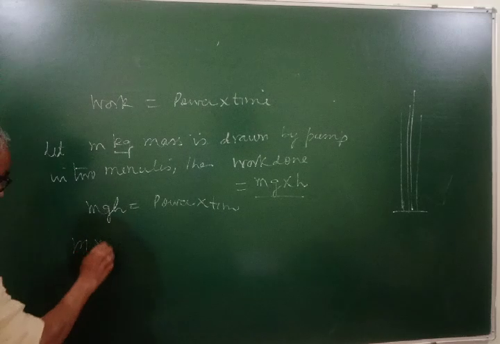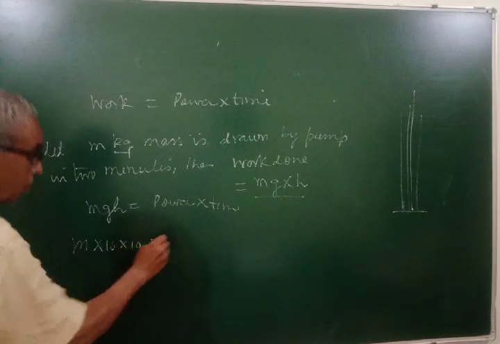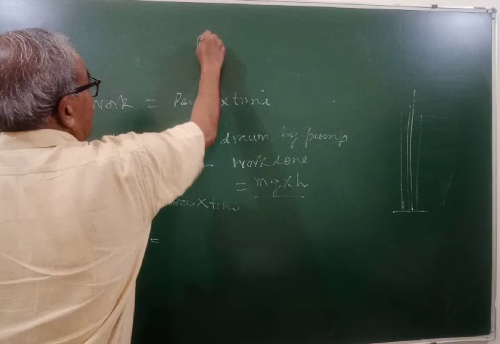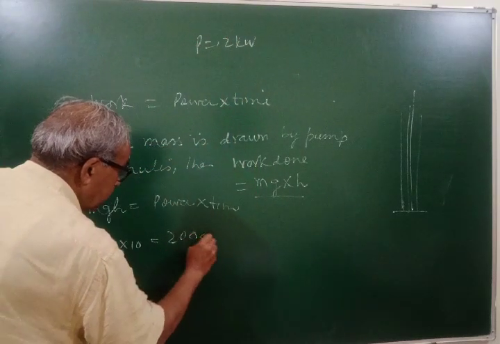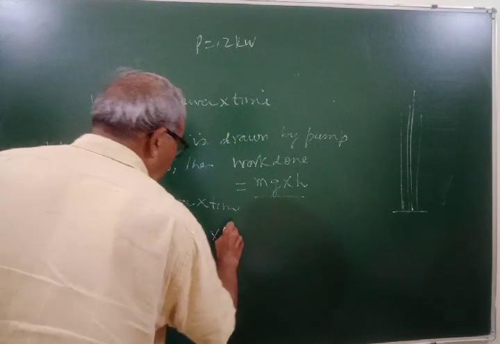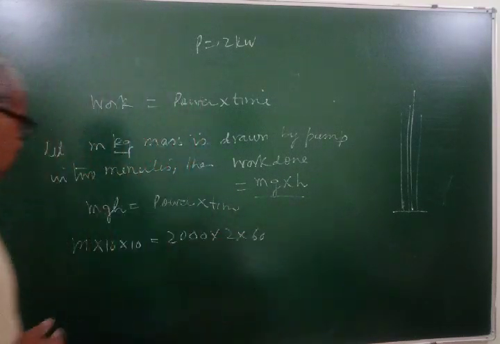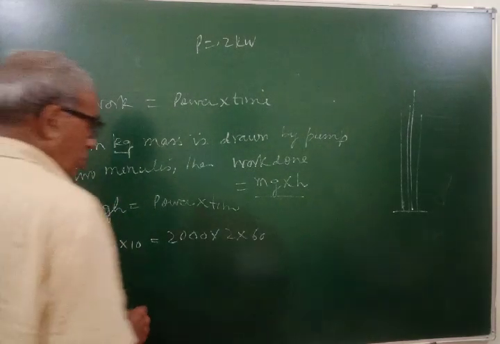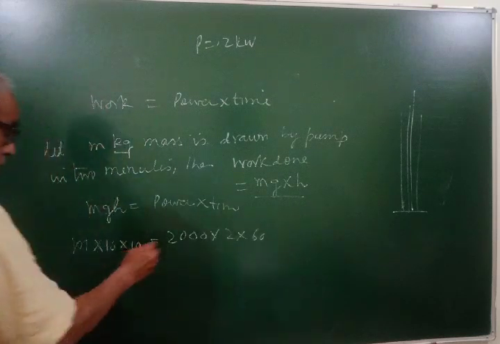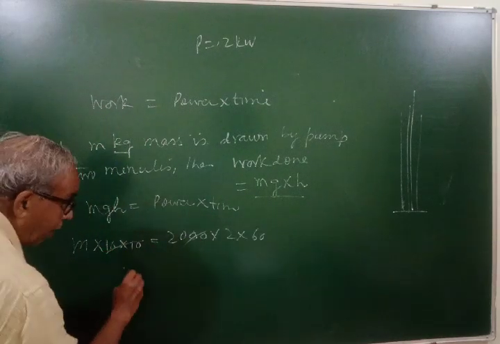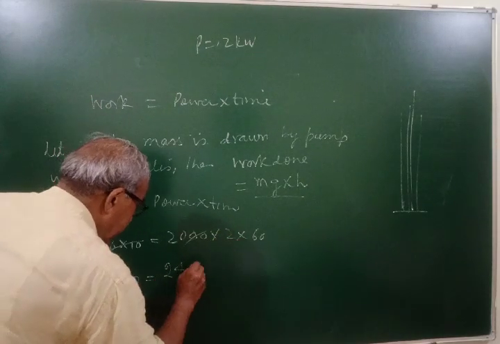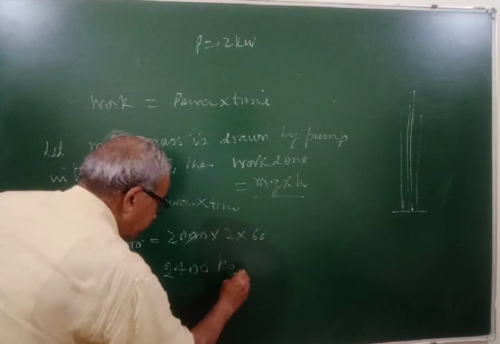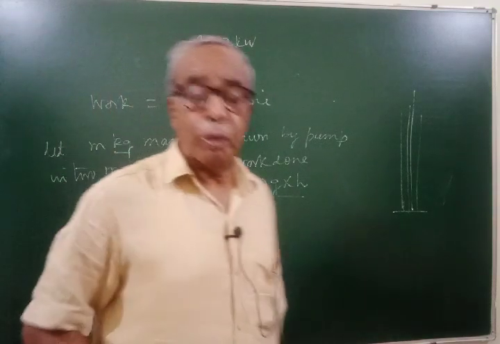m you have to find out; g is 10, h is 10, power 2 kilowatt. 2 kilowatt, how many watt? 2000, into 2 minutes, 120 seconds. So these 2 zeros cancel, so m is equal to 40 into 60, 2400 kg. Simple question.